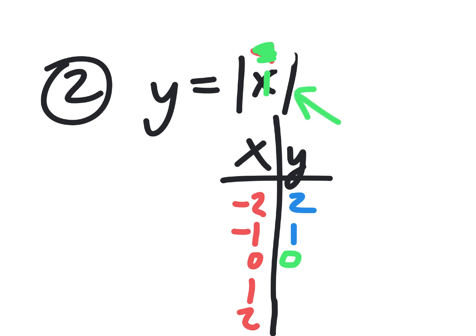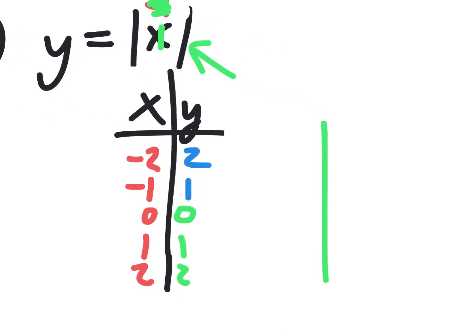So how far is 1 away from 0? 1. So they just always come out positive. The smallest they could ever be is 0. And the last one, when you put in 2, you get 2. And then when you graph this thing, it will be the V shape. 0, 0, negative 1, 1, negative 2, 2, 1, 1, and 2, 2. There we go. Then don't forget domains and ranges.